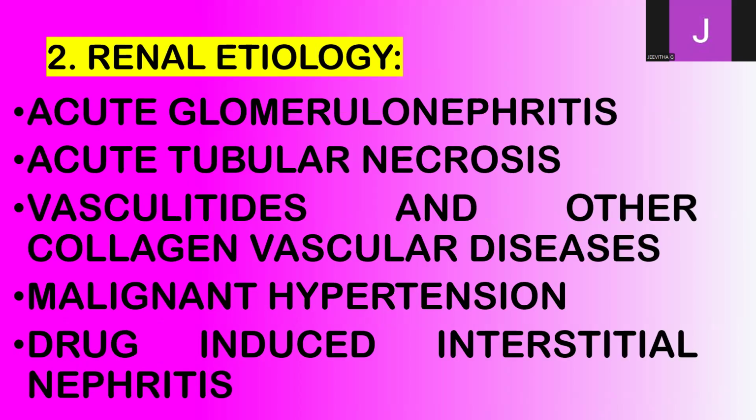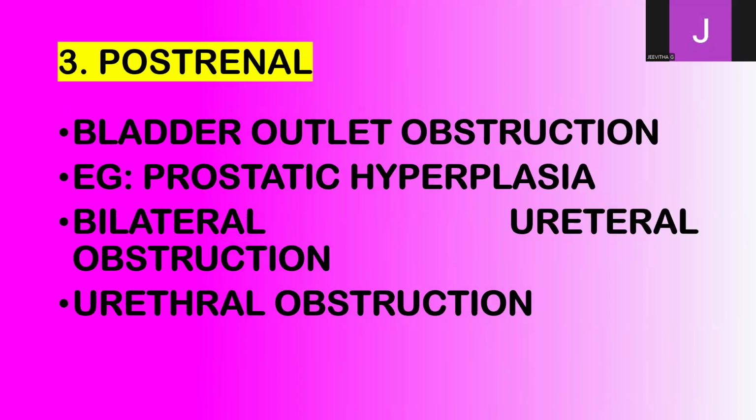Under renal etiology, you can have acute glomerulonephritis, which is an inflammatory condition, which is followed by acute tubular necrosis. They can be vasculitis and other collagen-related vascular disorders, and they can be malignant hypertension and drug-induced interstitial nephritis. Coming to post-renal etiologies, it can be bladder outlet obstruction, prostatic hyperplasia, bilateral ureteral obstruction, and urethral obstruction.